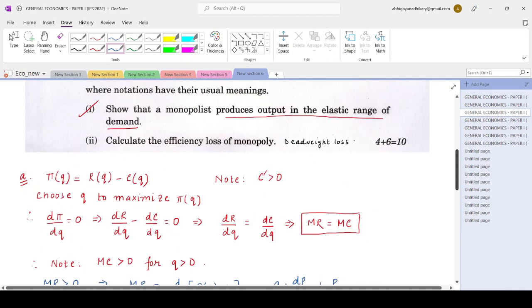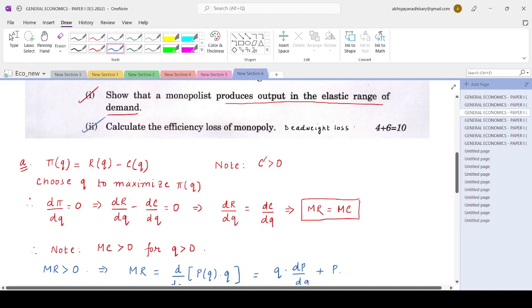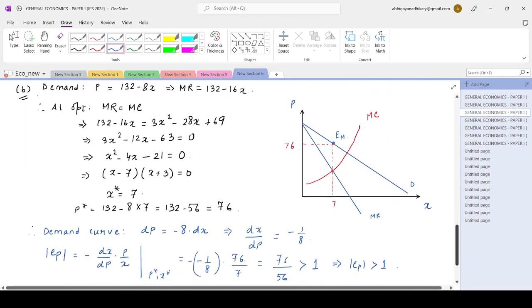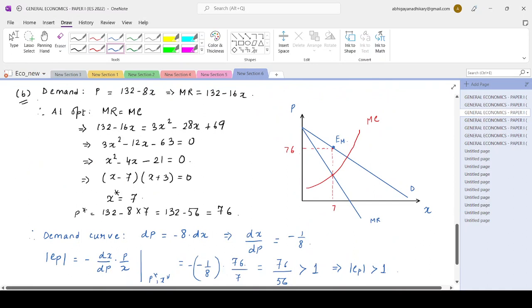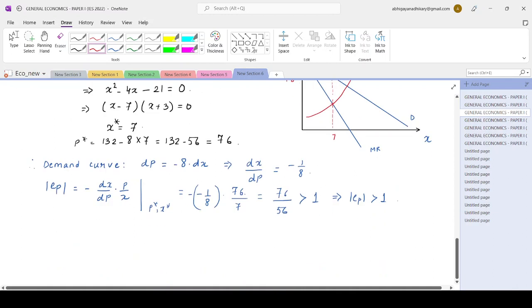Now coming to the second part, where we have to calculate the efficiency loss or the deadweight loss. For deadweight loss, we know that the competitive equilibrium gives the highest possible output level. So for computing the deadweight loss, we compare the monopoly output with the competitive output. So what is the competitive output? I'm not deriving the result. For competitive equilibrium, the firm is a price taker. The firm doesn't determine the price. The optimum occurs when price equals marginal cost.